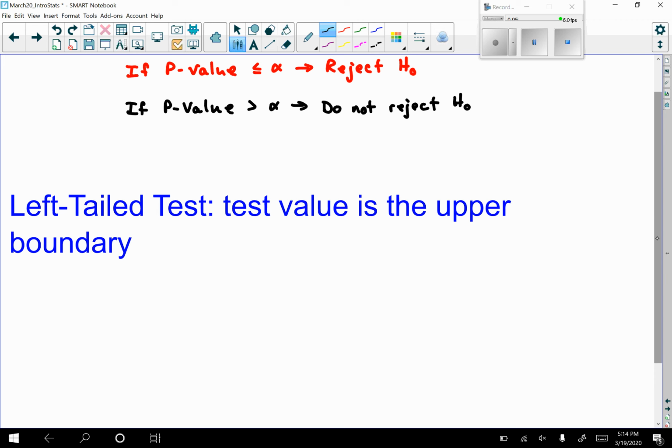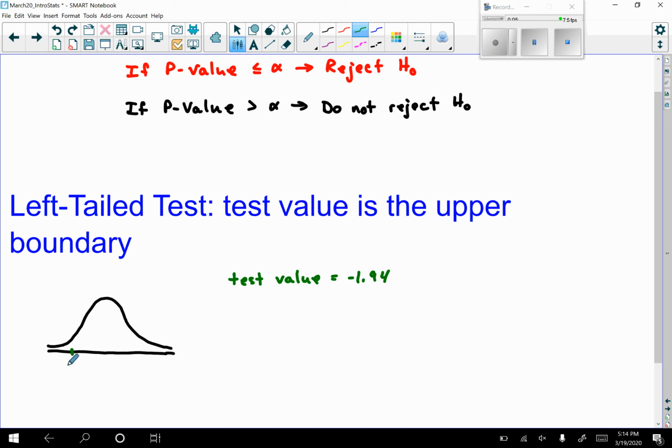All right, so let's take a look at an example here when we have a left-tailed test. Let's say we have a test value of a negative 1.94. I'm going to put that over here. Now this will give us a certain area to the left of it. So we're going to use this negative 1.94 to find the p-value.